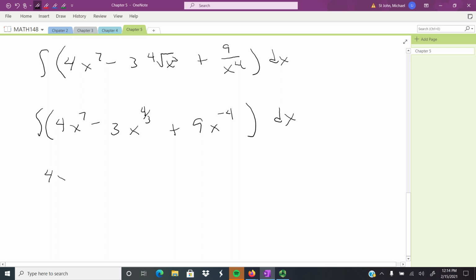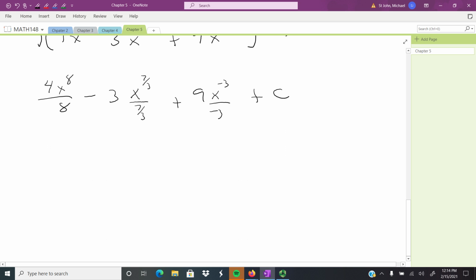So this is going to be 4x to the 8 over 8 minus 3 times x to the 7/3 over 7/3 plus 9x to the minus 3 over minus 3 plus c. And we can simplify. And so this will give us x to the 8th over 2 minus 9/7 x to the 7/3 minus 3x to the minus 3 plus c. All right.